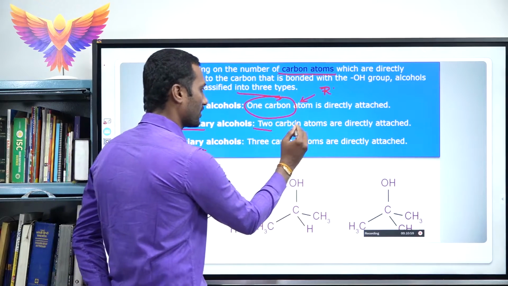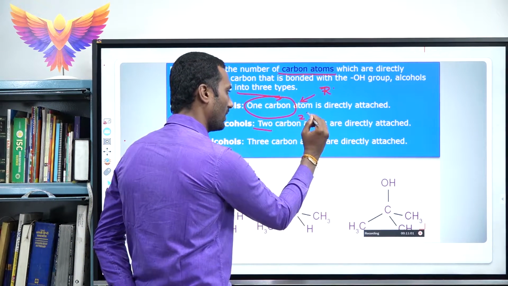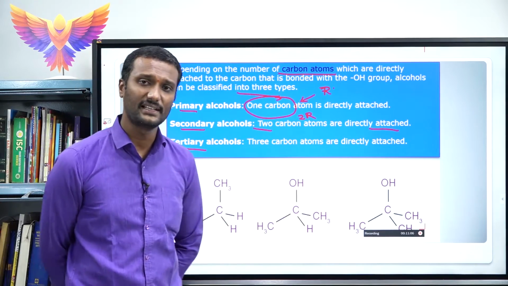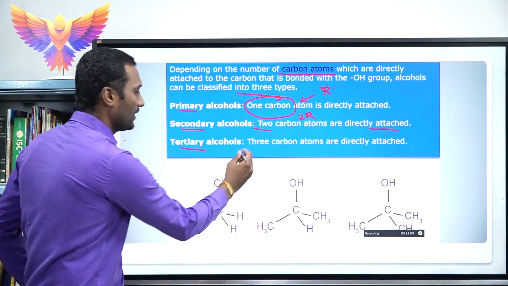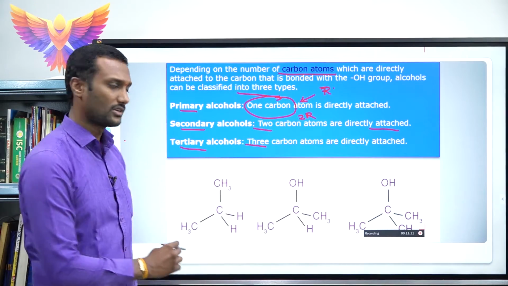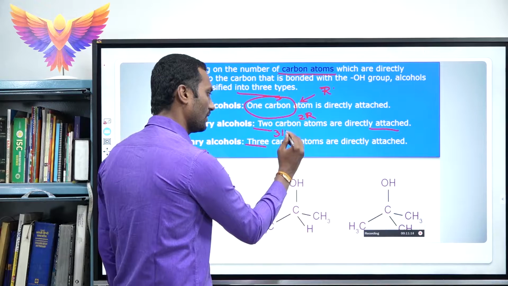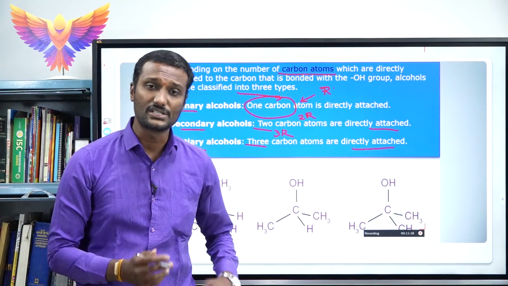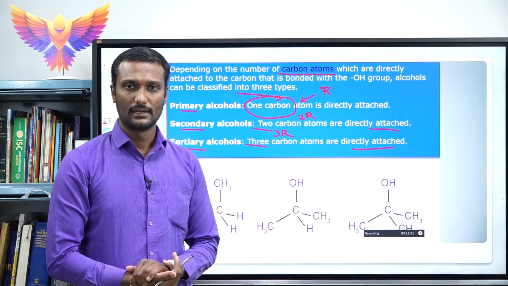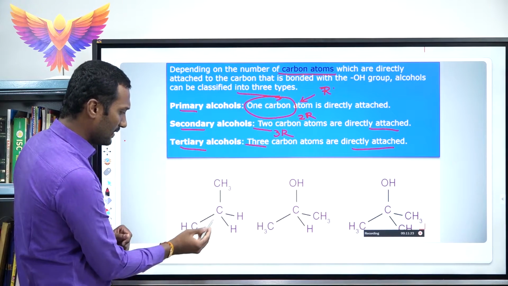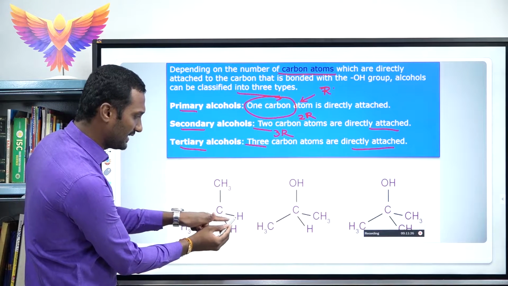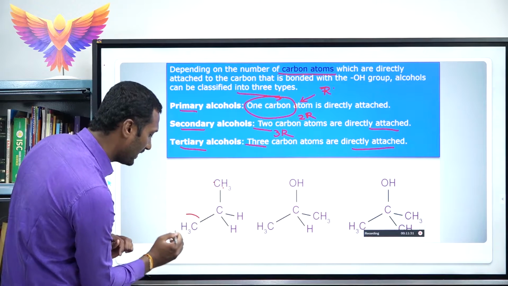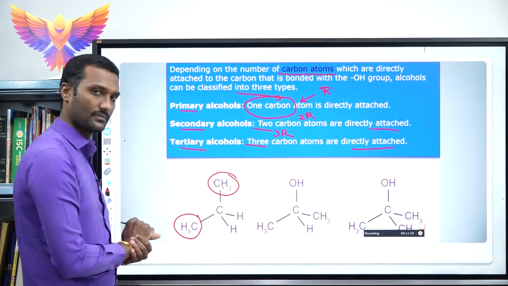And here there are 2 carbon atoms. How many alkyl groups do we have here? 2 alkyl groups are attached. OH group directly attached to 2 alkyl groups is called a secondary alcohol. And if there are 3 carbon atoms, that means there are 3 alkyl groups. So if the OH group is attached directly to 3 carbon atoms, hence it is said to be a tertiary alcohol. Yeah, so now we can observe here we have CH3, CH3. Am I right? How many CH3 do we have? We have 2 CH3.